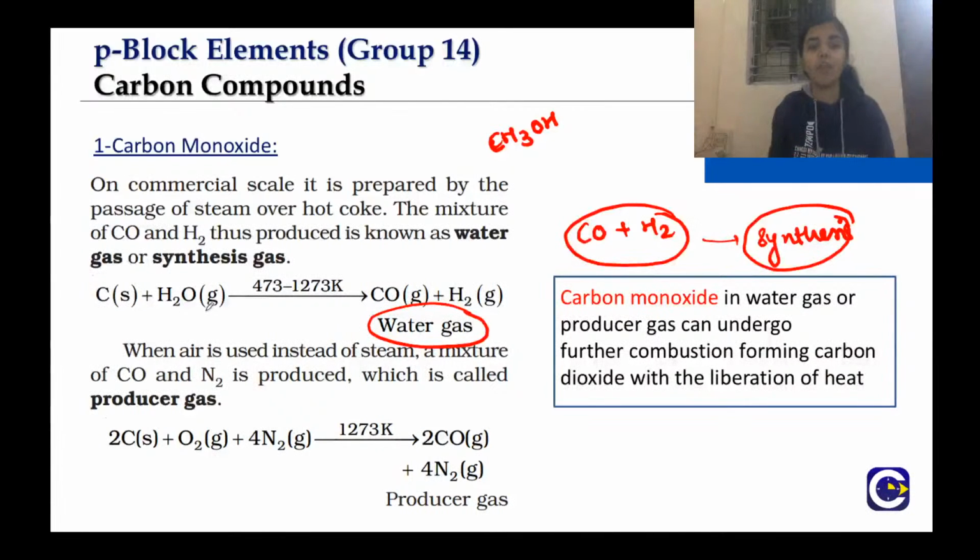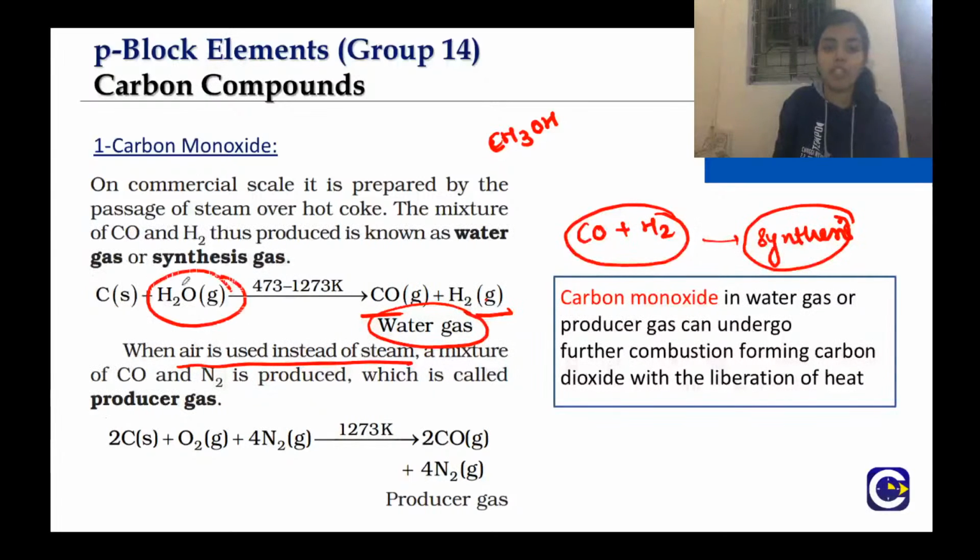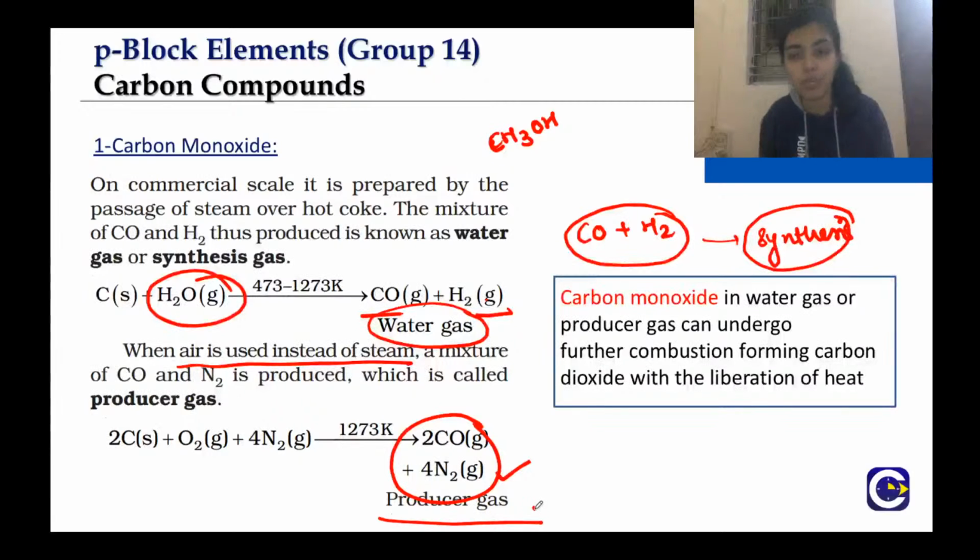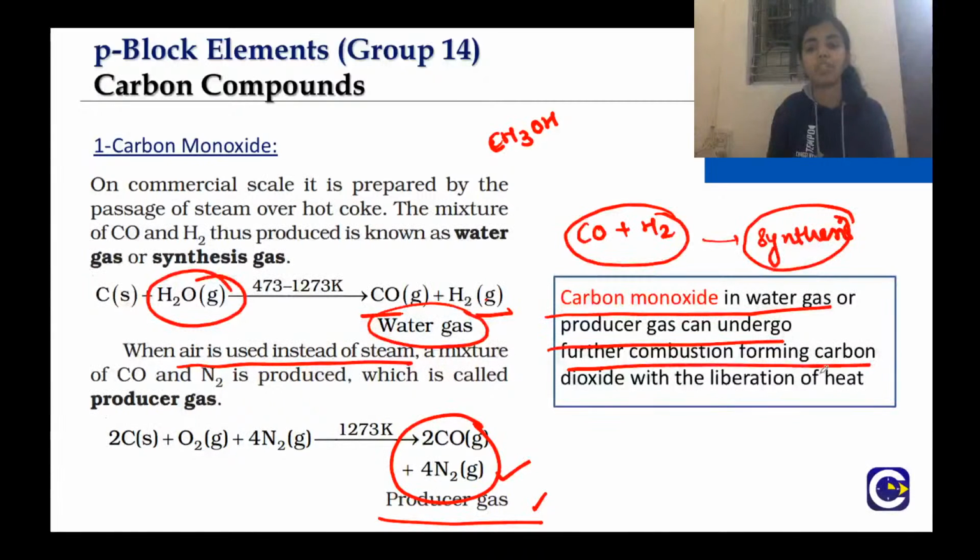Now, carbon in the presence of water at 473 to 1200 Kelvin will give you water gas, which is a mixture of carbon monoxide and hydrogen, right? Here we are using steam, that is water vapors. When we use air instead, we know that air has 78% nitrogen, 21% oxygen, and so on with other gases. So if you heat carbon with air, you will get a mixture of carbon monoxide plus nitrogen gas, which is known as producer gas, right?